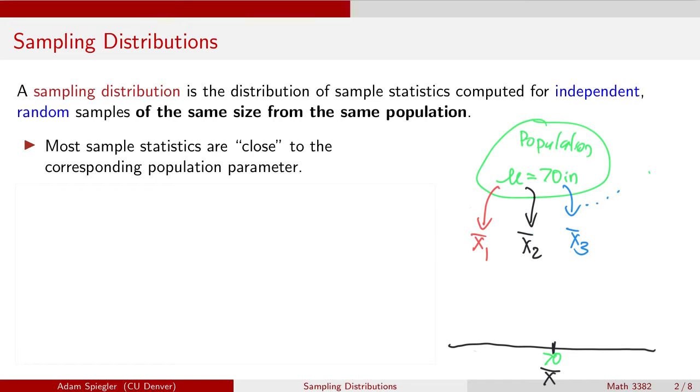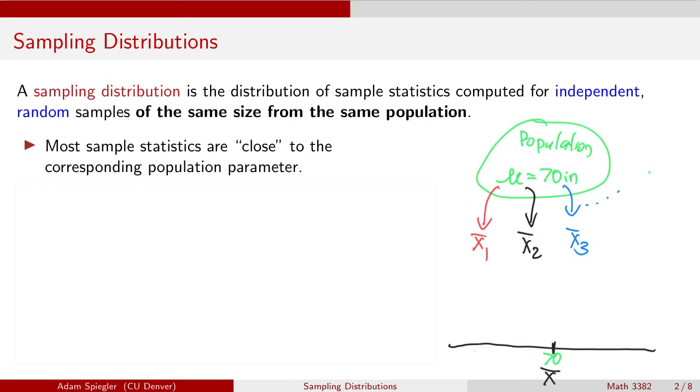When we construct a sampling distribution, this is a distribution of sample statistics. Things like means and proportions are common sampling distributions to set up. We're going to independently pick a whole bunch of random samples, and they all are the same size from the same population. So our samples are independent and random, all coming from the same population, same size. Let's say we have a population of men, and let's say the mean height of all of the men in the world is 70 inches.